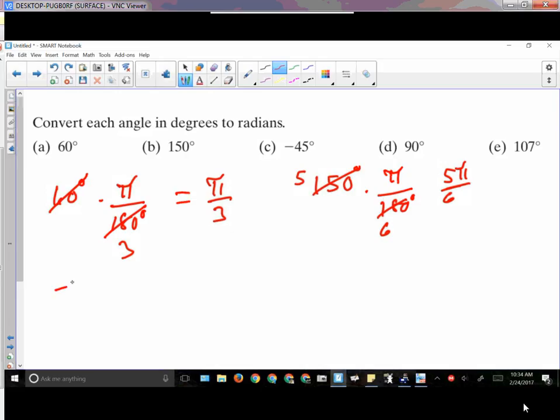So if I want negative 45, pi over 180. That goes into 180 4 times, so this would be negative pi over 4. Big deal. 90 degrees and 107 would be all the same kind of stuff. If you can cancel it off, you can. And now that last one there, 107, doesn't appear to be anything divisible by it, so it would just be 107 pi over 180.